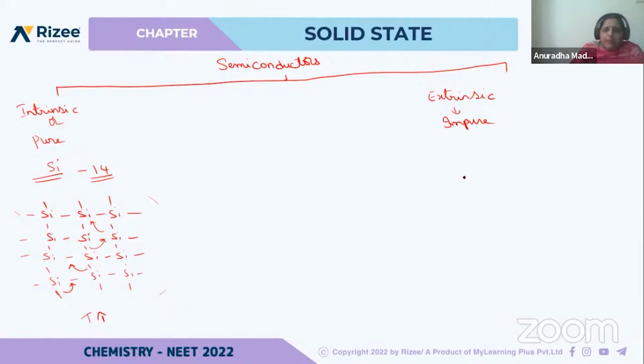Then what about the impure one? Extrinsic semiconductors. These are also of two types. One is P type and the next one is N type semiconductors. P type means positive excess. This is N type.